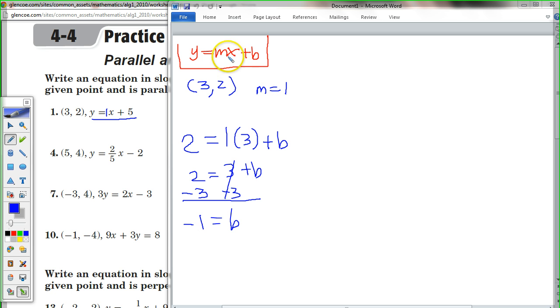So again, I'm going to put it in this format, but now I have my slope and my y-intercept. So my answer is y equals, my slope is 1, so I'm going to just write x instead of 1x there, plus b. My b is a negative 1, so minus 1. And there's your answer. So my answer is y equals x minus 1. There you go. Alright, shall we try another one without a 1 as a slope?